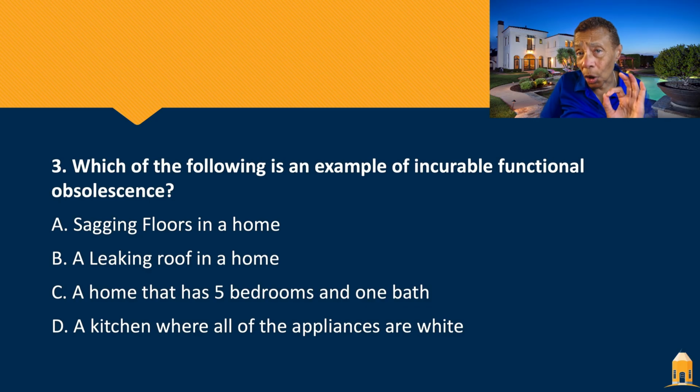Let's look at D just quickly. All of the appliances are white. What could we do there? Let's just go buy some stainless appliances. Pop those out, pop the other ones in. So that would be curable, functional obsolescence, not incurable.